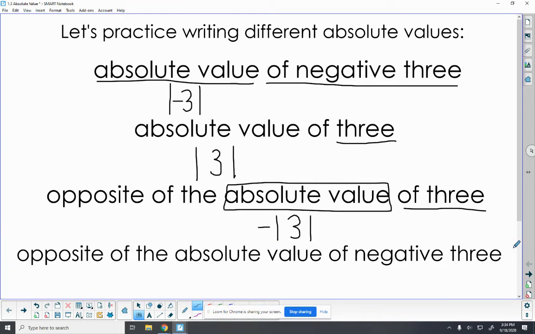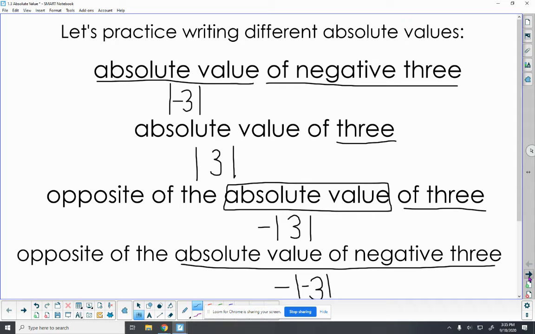Here's another one. It says the opposite of the absolute value of -3. So I get my absolute value lines. -3 goes inside. The absolute value of -3 is 3 units to get to 0, but then I need the opposite of that. So the opposite of the absolute value of -3.